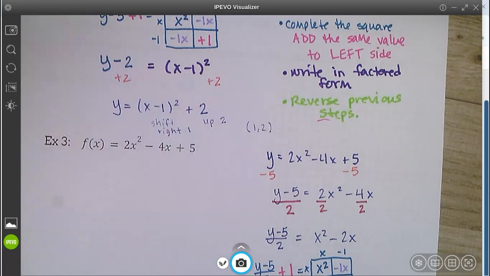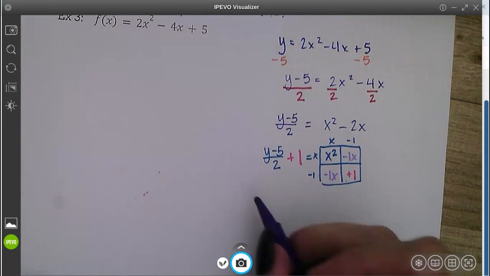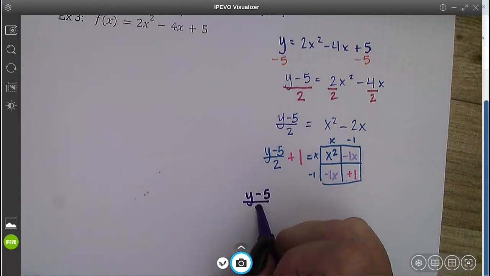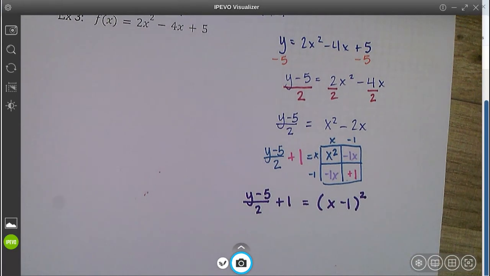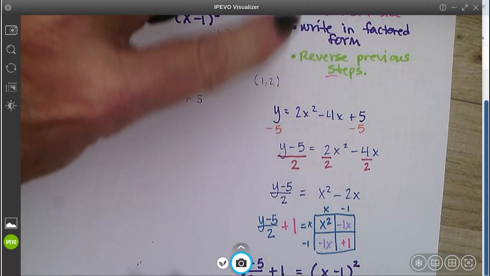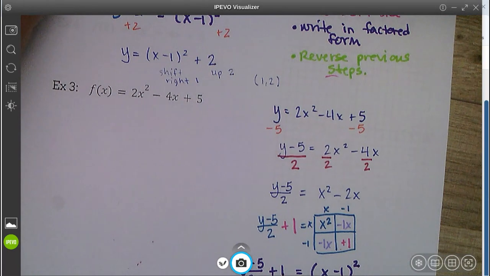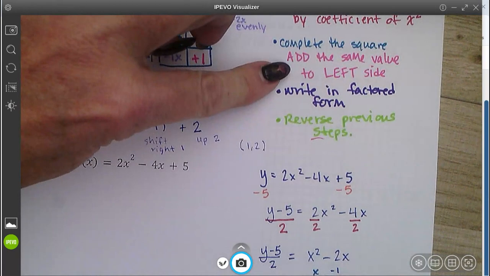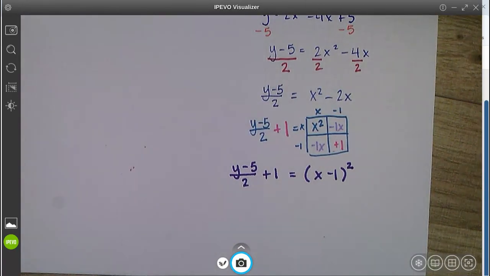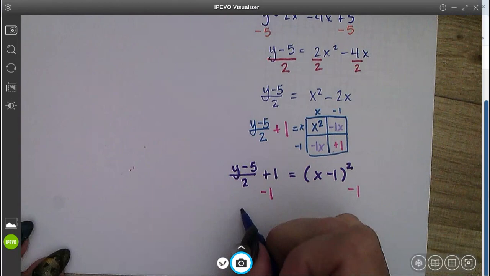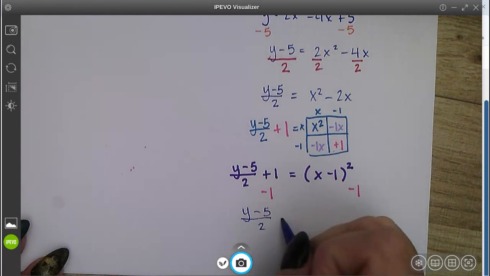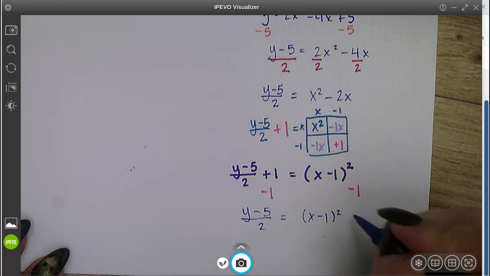Now I'm ready to write in factored form. So in factored form, I've got y minus 5 over 2 plus 1 equals x minus 1 squared. Now I get to reverse the previous steps. That's this step. So the last thing that I had done was add a value to the left side. That's the pink step. So I am going to now reverse that step by subtracting 1 from both sides. So now I have y minus 5 over 2 equals x minus 1 squared minus 1.